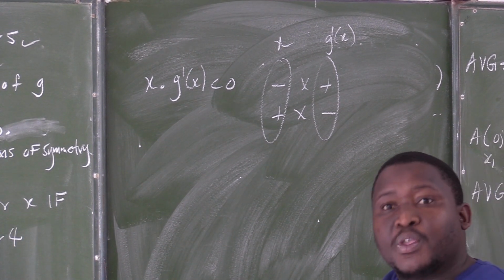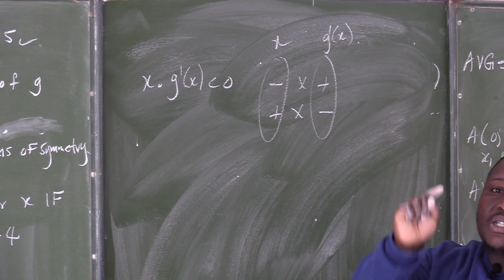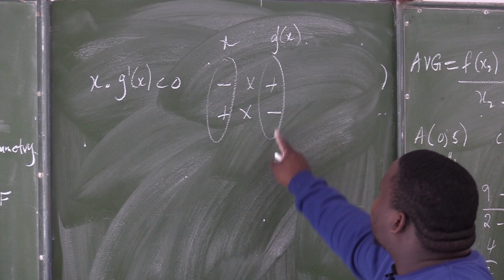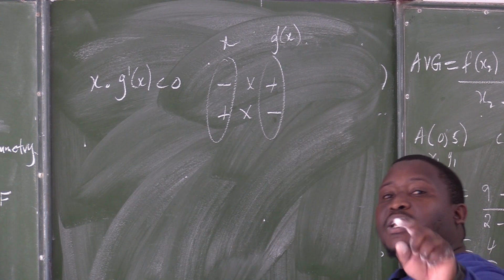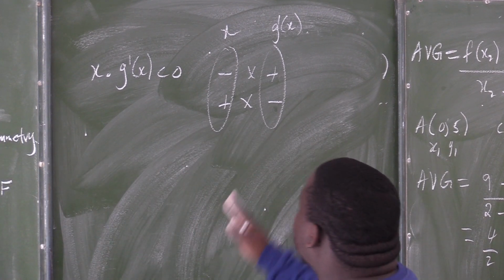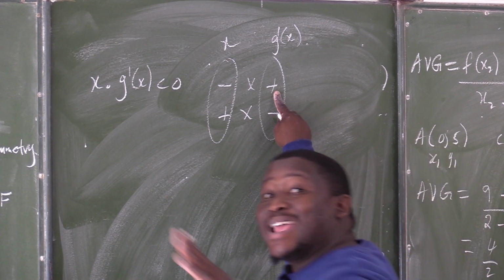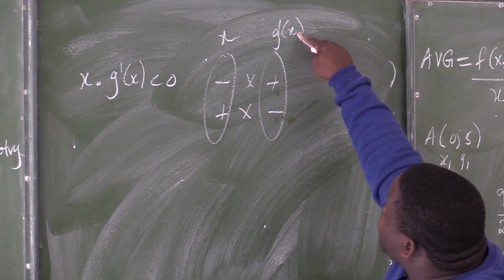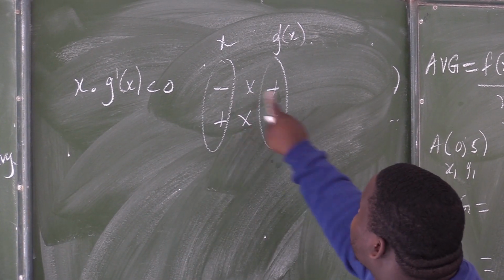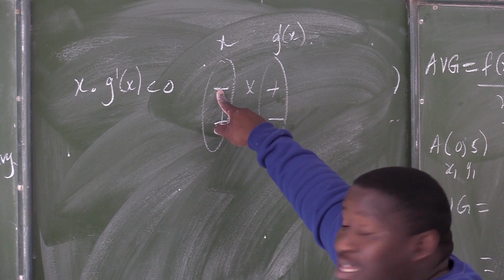Assuming a derivative, when is the derivative positive? The derivative is positive if the graph is increasing. When is the derivative negative? The derivative is negative if the graph is decreasing. Let me repeat myself. The derivative is positive if the graph is increasing. The derivative is negative if the graph is decreasing. Let us combine these two things. It means our values of x are negative.